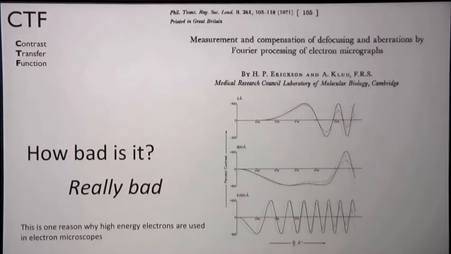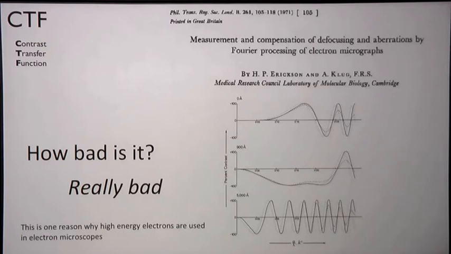Okay, CTF, contrast transfer function. That's just a fancy word for saying how bad the lens is. And in fact, this is one of the main reasons why we use high energy electrons that are much, much smaller in wavelength than we need by diffraction. It's because the lenses are so bad that this actually compensates for that.